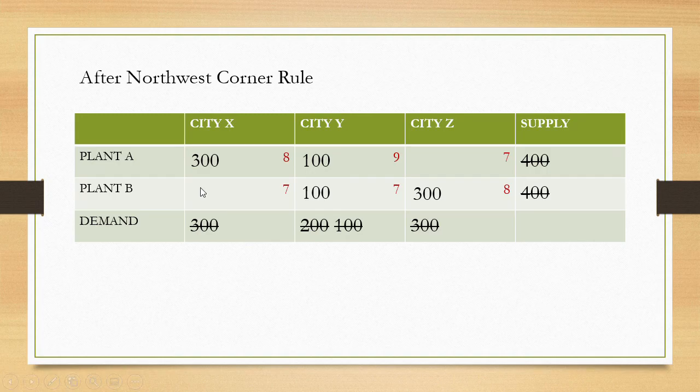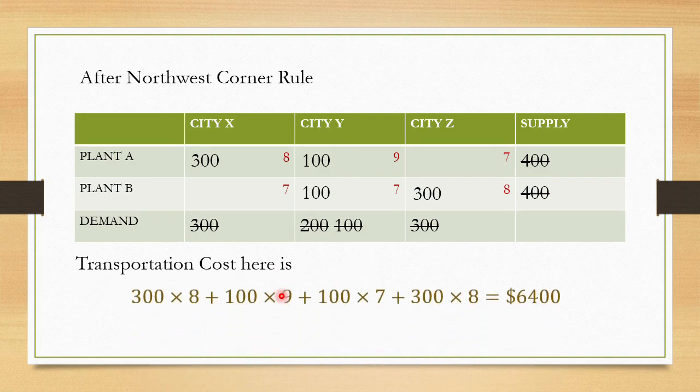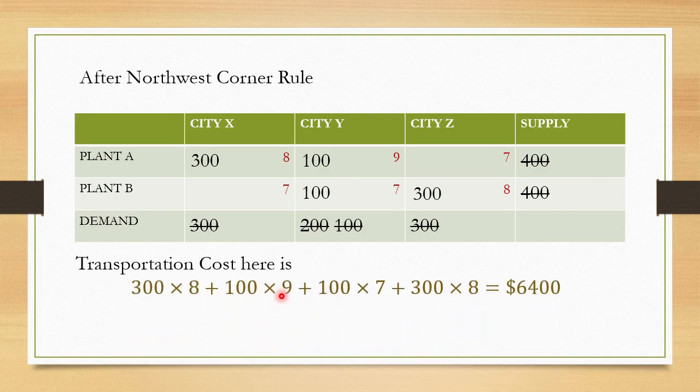Now let's compute the transportation cost. In this case, we will have 300 times 8 plus 100 times 9 plus 100 times 7 plus 300 times 8. If we compute that, you will get $6,400. This is our initial transportation cost, and we want to check if we can still lower it. To check if we can still lower the $6,400, we have to do the stepping stone method.